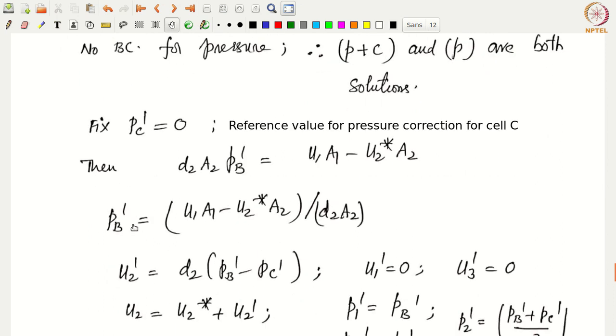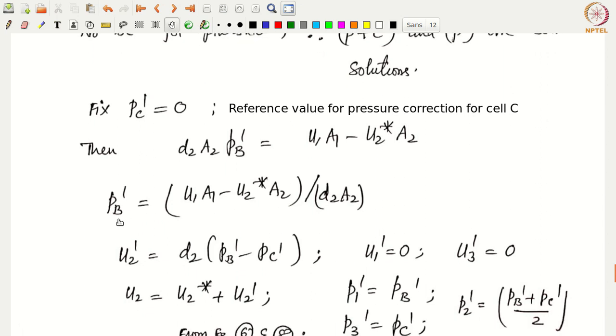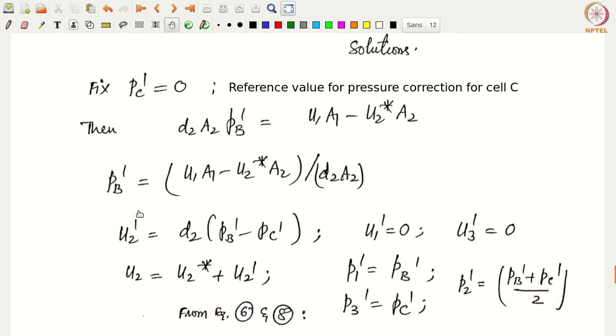That means we can calculate what is the pressure correction required at the cell B as Pb prime equals basically this term divided by D2A2, okay? That is U1 A1 minus U2 star A2 upon D2 times A2. So this is the pressure correction for cell B. Once you know the velocity corrections, you can calculate this value, okay? But we also know that U2 prime, once you know the Pb prime, you can update what is the velocity correction at phase 2 as U2 prime equals D2 times Pb prime minus Pc prime, right? And once you know U2 prime, you can add it to U2 star and update your value on the phase. Okay, that can be done.